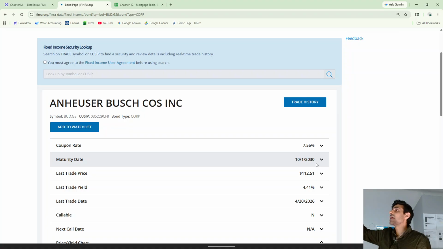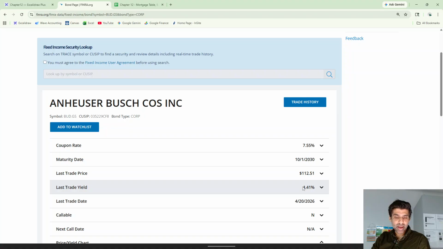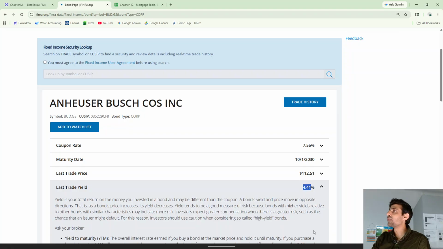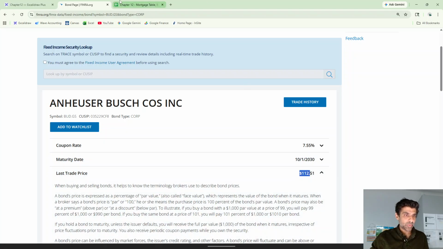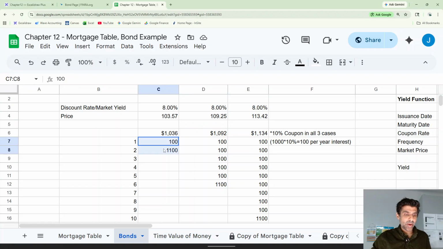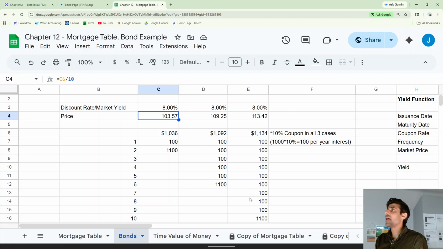So that schedule of payments is a fixed thing. However, you can see that the market yield is 4.41%. And because this yield is lower than the coupon rate, it's trading at a premium. So it's essentially what we were just doing here. The coupon rate is 10%. The market yield is lower than that at 8%. And that resulted in a premium.